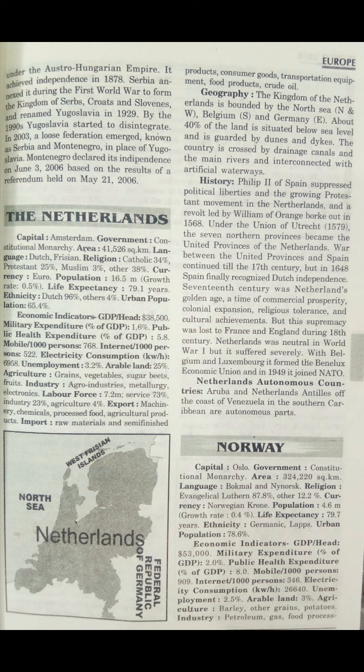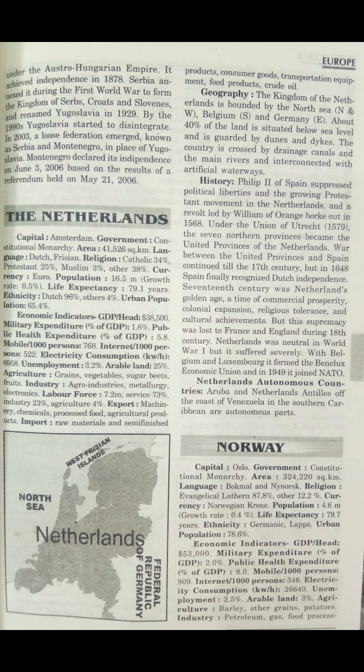Arable land 25%. Agriculture: grains, vegetables, sugar beets, fruits. Industry: agro industries, metallurgy, electronics. Export: machinery, chemicals, processed foods, agricultural products. Import: raw material and semi-finished products, consumer goods, transportation equipment, food products, crude oil.